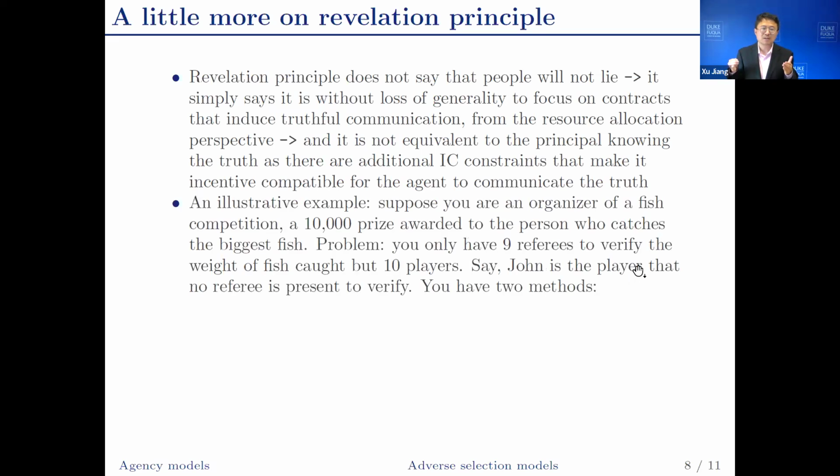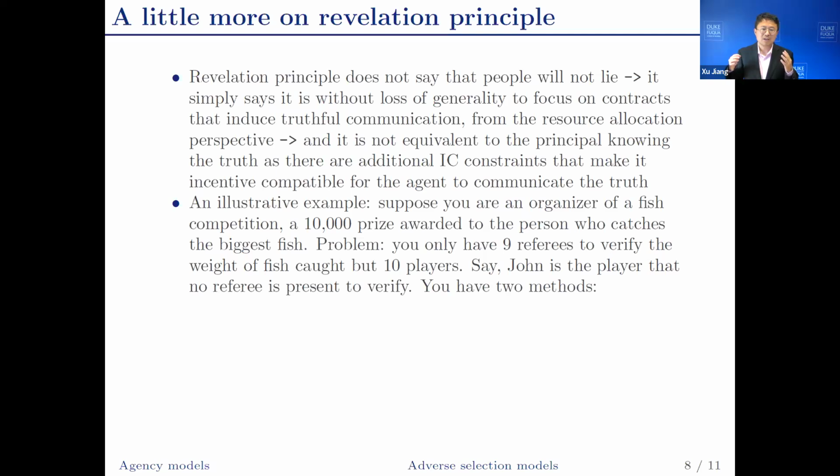Let me give you a plain language explanation of the revelation principle. Suppose you're an organizer of a fishing competition, and the person who catches the biggest fish gets $10,000. So here is the problem. You have 10 participants, but you only have 9 referees to verify the weight of fish caught. And the fish, whenever it's caught, has to be put back into the ocean. And let's say John is the player that no referee is present to verify John's results.